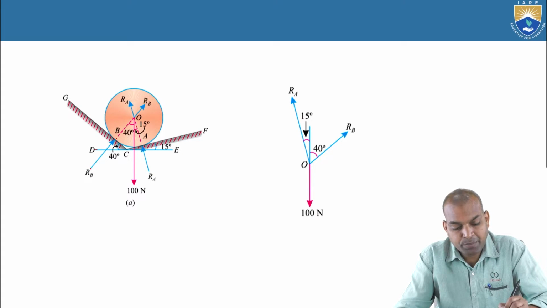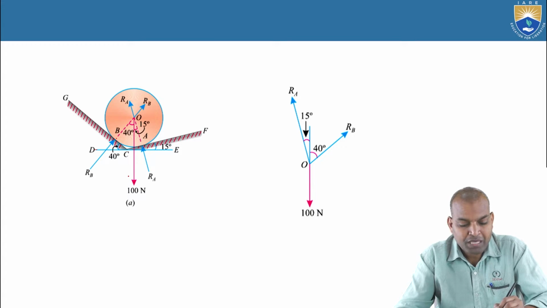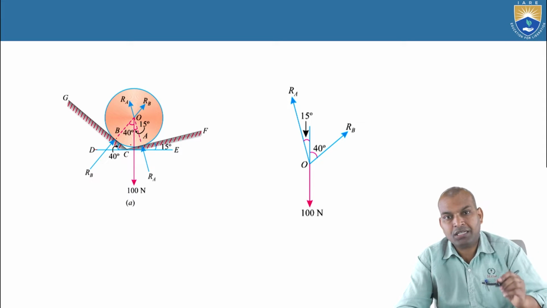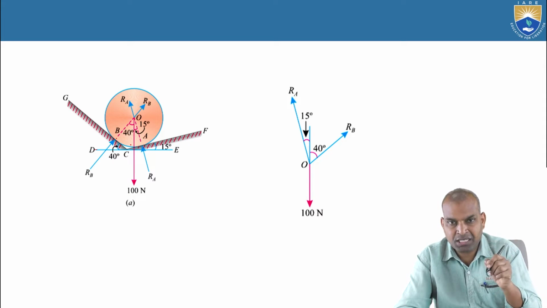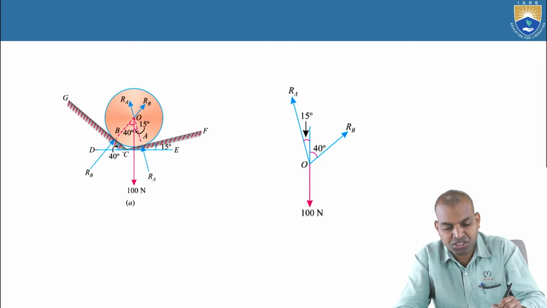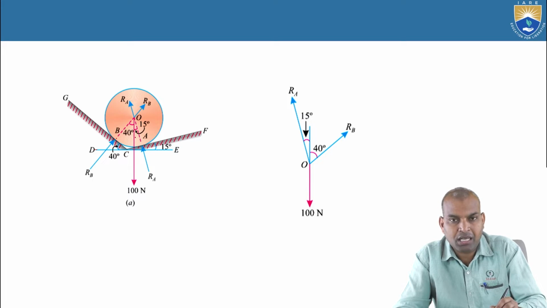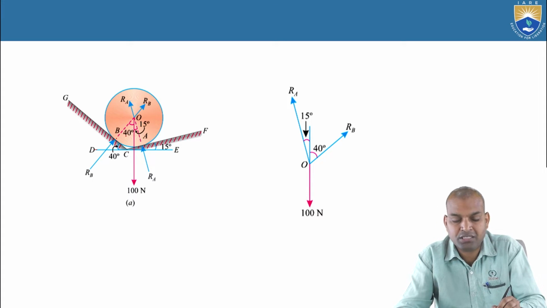The RB reaction's line of action and the line of action of the weight 100 newtons are both normal to the inclination lines. RB is normal to the line GC, and the line of action of the weight is normal to CE. Their intersection is the same. The angle between the intersecting lines is the same as the angle of inclination of these two planes. That's why here it is 40 degrees.